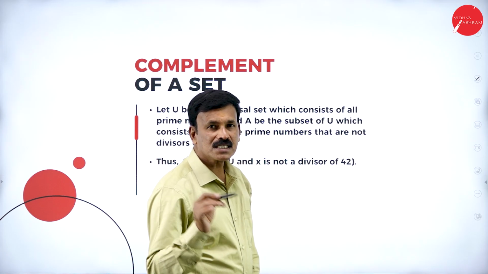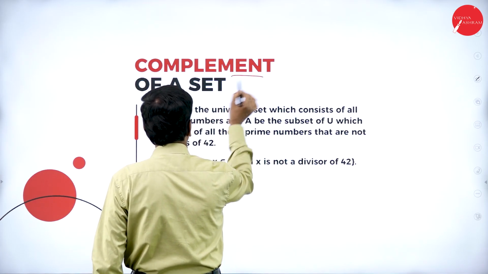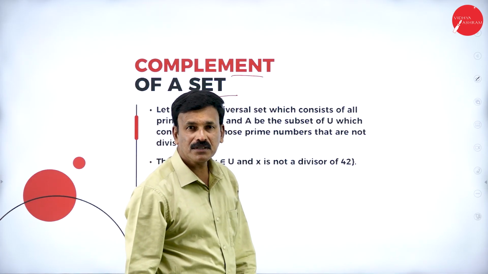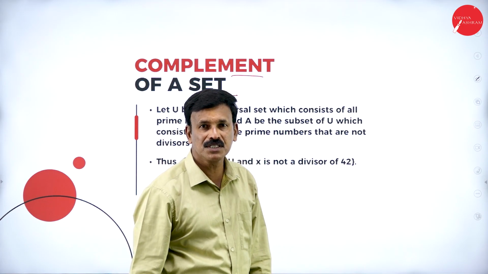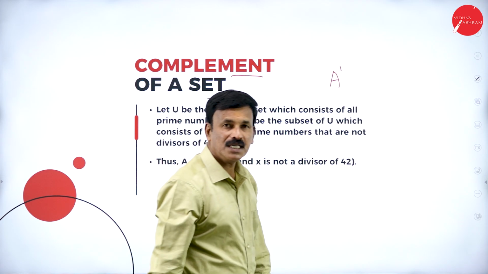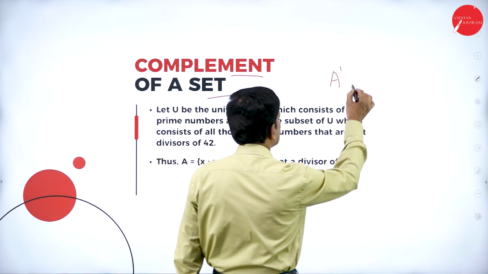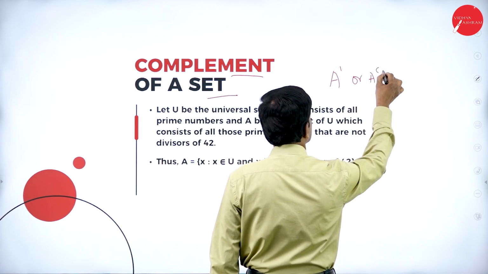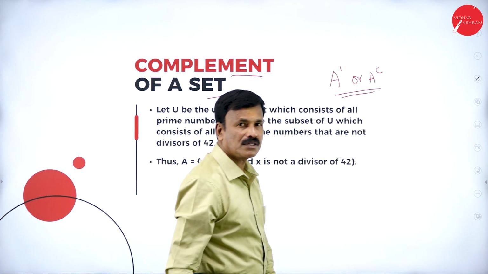Now, let us discuss the complement of a set. The complement of a set is denoted as A dash. A dash is called the complement of A, or sometimes we may also represent this as A C. A C is the complement of the set.